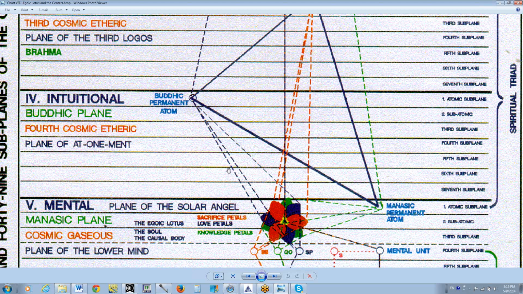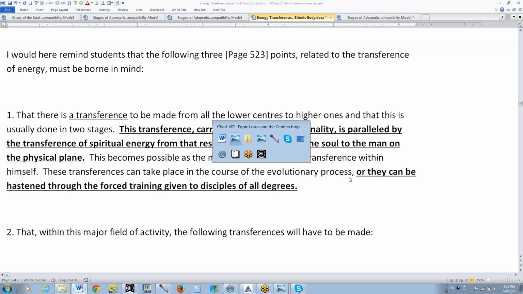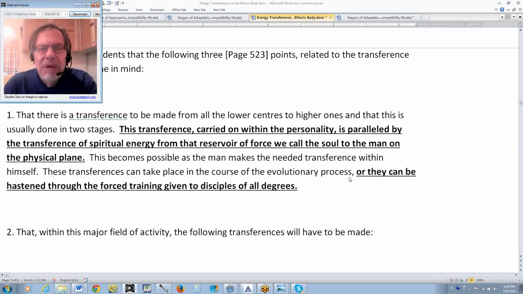So the transference is from above as well as from below, and that we must remember. This becomes possible as the man makes the needed transference within himself. In other words, when we elevate our own nature, the soul transference becomes possible. These transferences can take place in the course of the evolutionary development process, or they can be hastened through the force training given to disciples of all degrees as they prepare for initiation. And the ultimate fact involving this forcing is the application of the rod of initiation in relation to the three sacrifice petals.